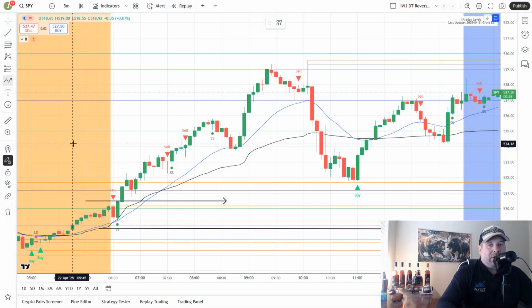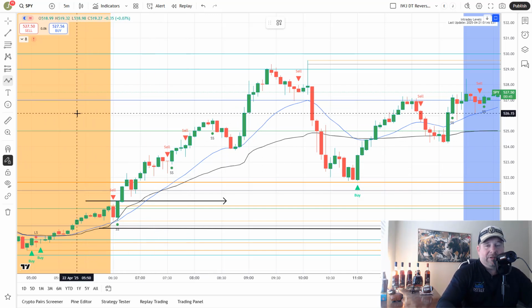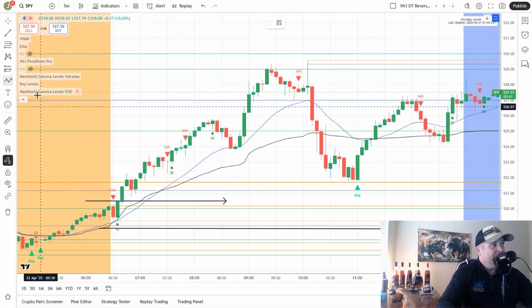Okay, guys, so here we are on the 5-minute SPY chart. We are in TradingView, and if you're new here, we built our own custom trading indicator that works in TradingView. You do need a TradingView account to use it. And what you're looking at here on the left is the yellow in pre-market and the blue in post-market. And the indicator itself is called the IWJ Pivot Point Pro. If we hit the eyeball, it turns off and on.